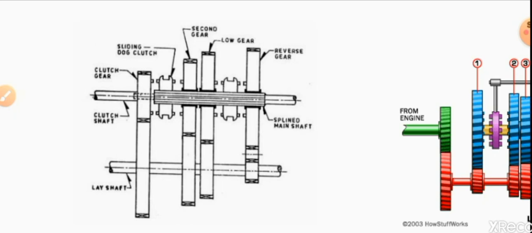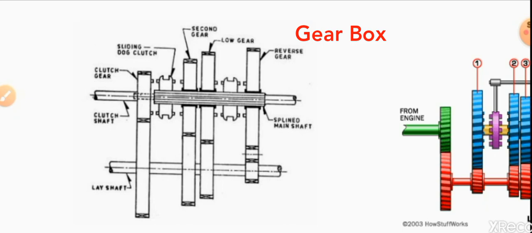For example, when we climb a hill area, increasing the torque is the main requirement, not the speed. In another condition, on smooth road, increasing the speed is the main requirement rather than the torque. So, these two conditions are satisfied by the gearbox.